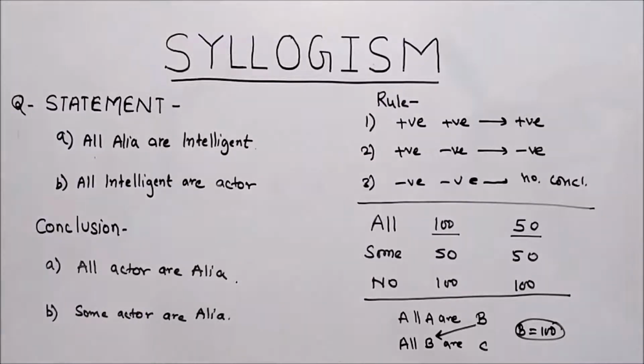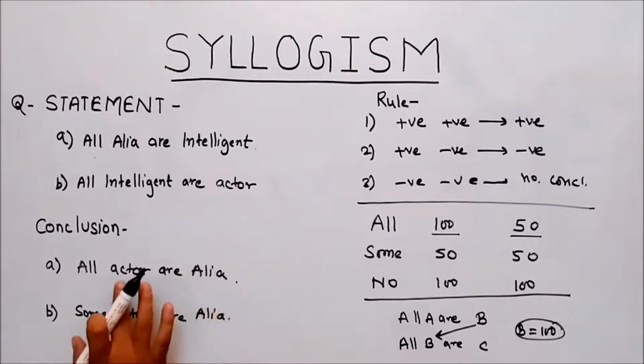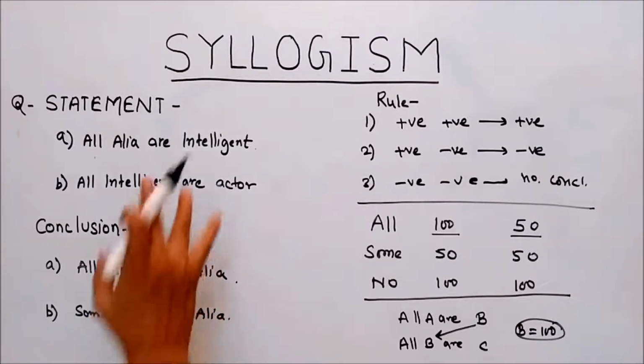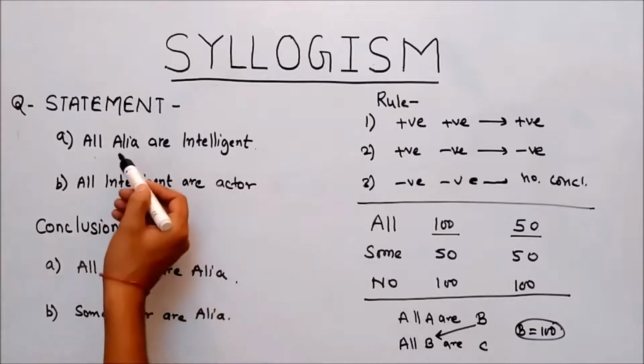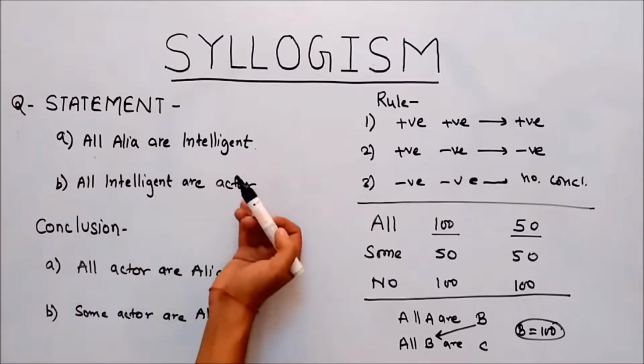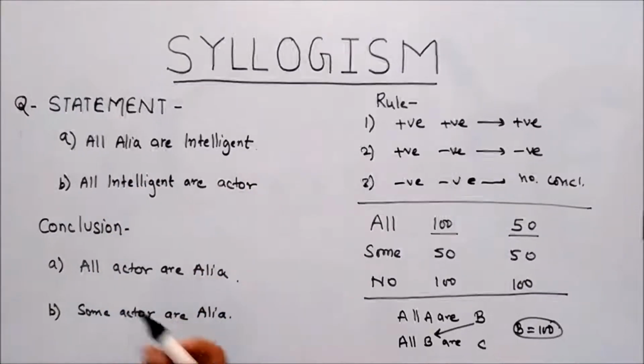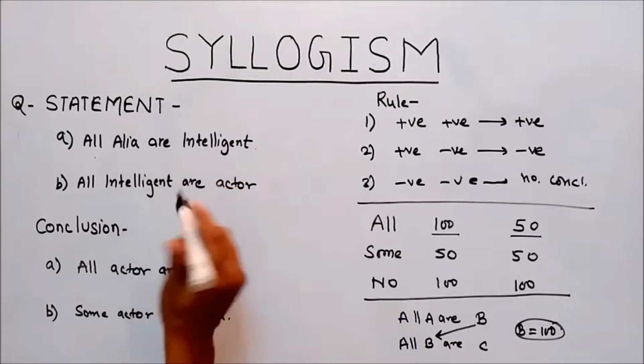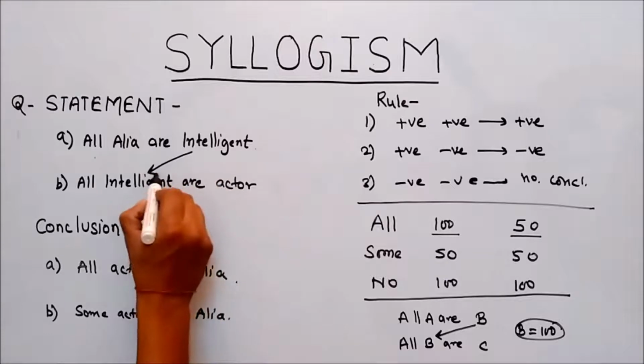Now from conclusion 1, that is, all actors are Alia. This conclusion is made up of two elements, one is actor and the second is Alia. Now check these two elements in the statements. Alia is in the first statement and actor is in the second statement. Now apply the rule. Here intelligent is common in both statements, so we can apply rule number three.